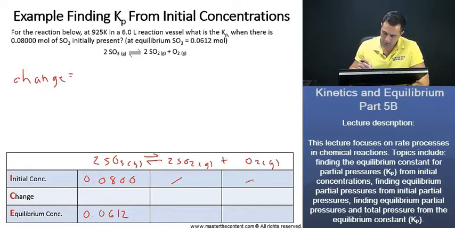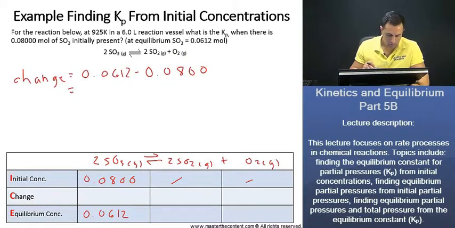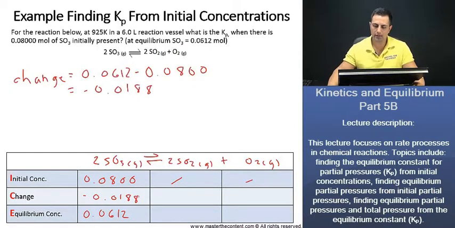The change is just going to be our equilibrium amount, which is 0.0612, minus our initial amount, which is 0.0800. I got ahead of myself there. This is going to give us a value of negative 0.0188. Wonderful.